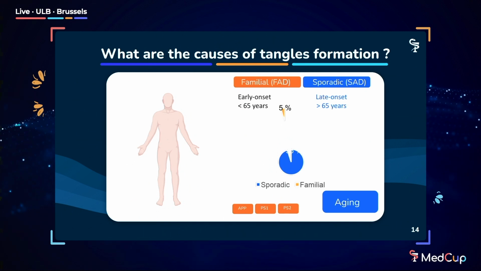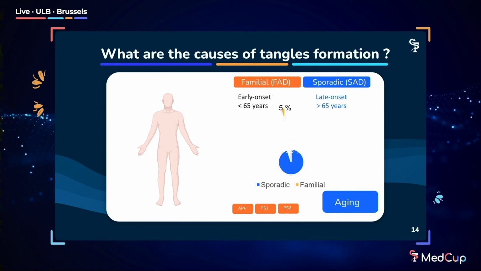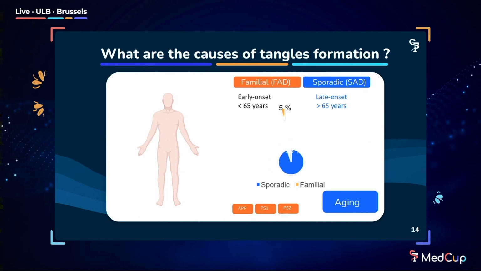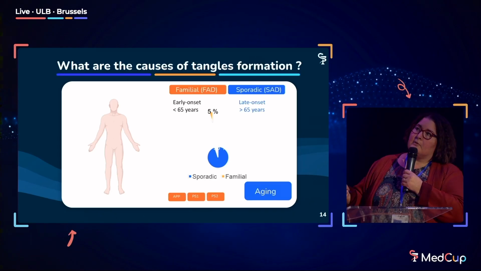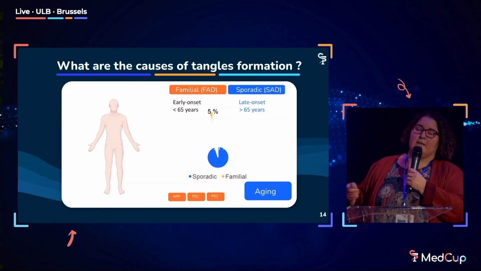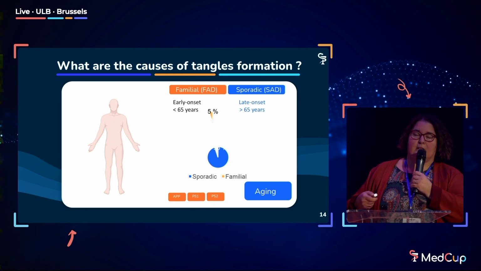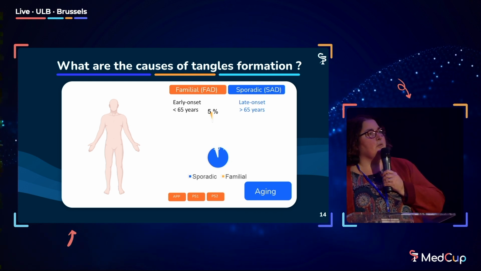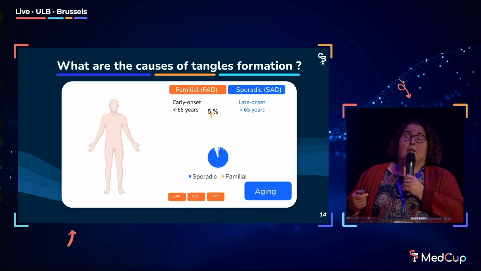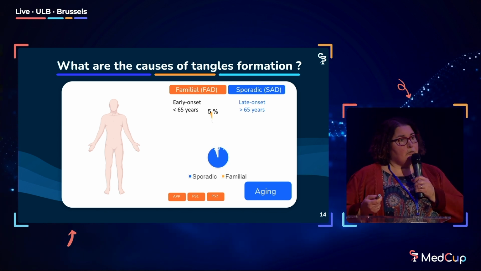But to generate a model of mice, we need to know how the tangles are generated in humans. And in humans, we have, in fact, two kinds of AD cases: the familial cases and the sporadic cases. When we look at the graph, most of them are sporadic cases. This is 95% of the cases. Thus, we do not know exactly the cause of the disease.